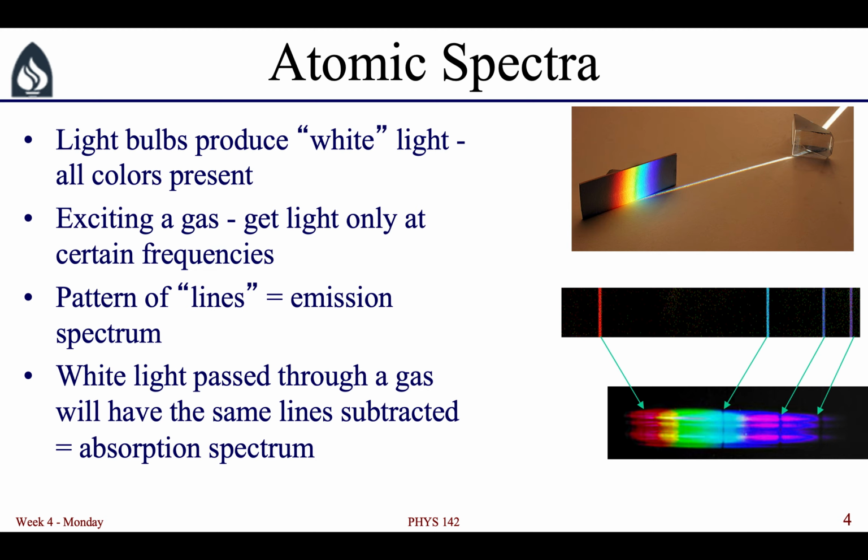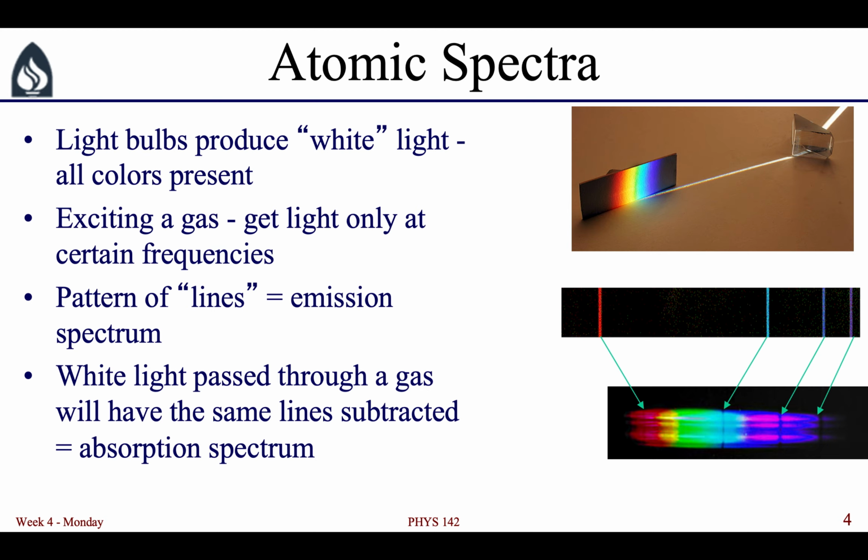Now, one of the experiments that gives us the biggest hint about what's going on inside of atoms is something called the atomic spectra. Normally, if you take white light, such as the light from a light bulb, and pass it through a prism or a diffraction grating, it will spread out and you have all of the colors of the rainbow.